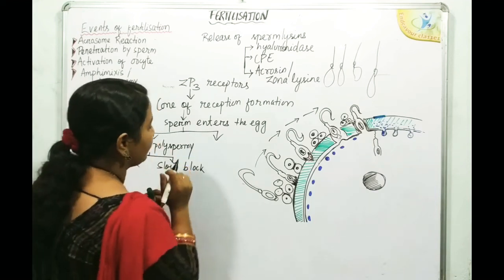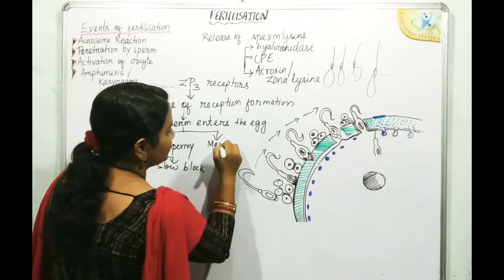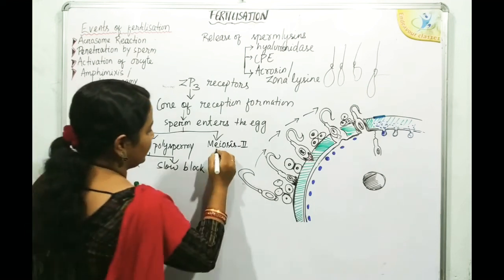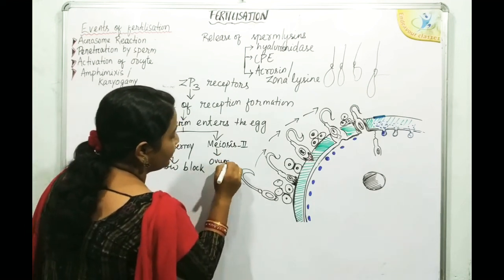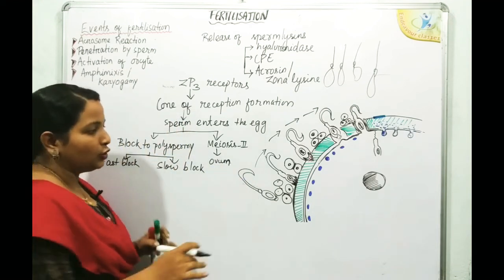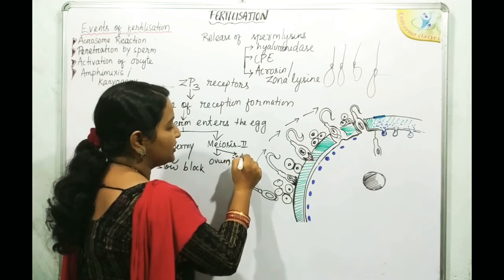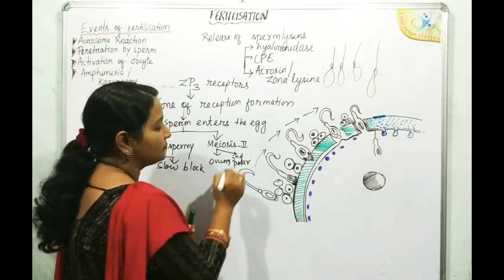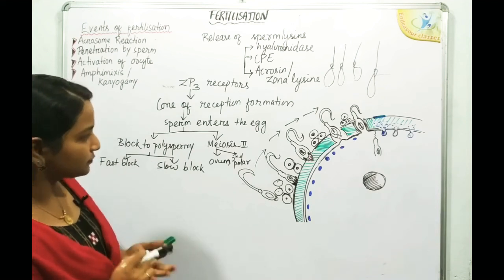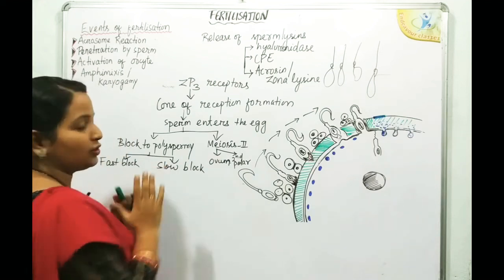And another thing happens: meiosis 2 is completed, and the mature ovum is formed, and the second polar body is released into the perivitelline space. So what will happen under fast block and under slow block?